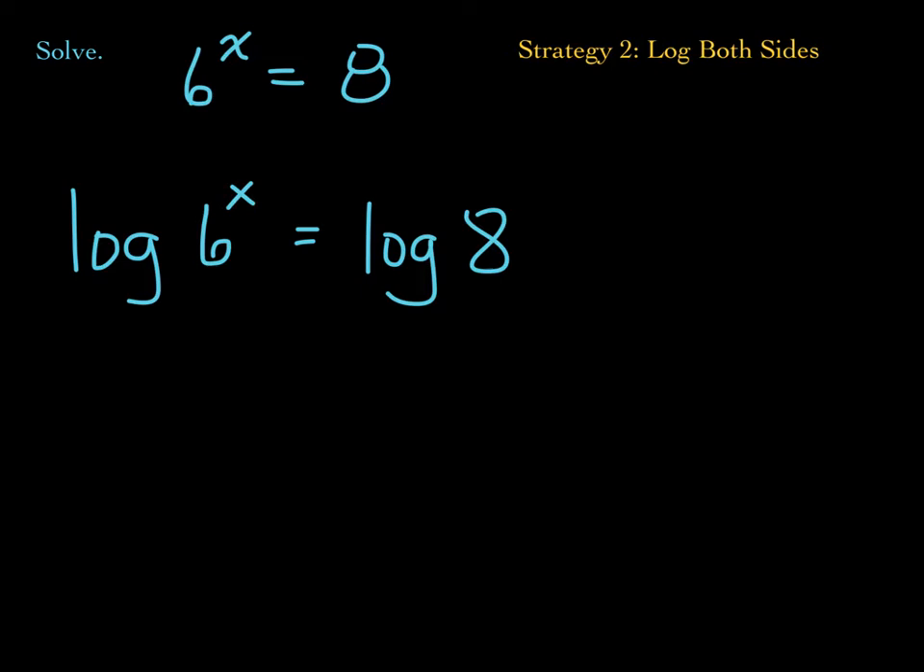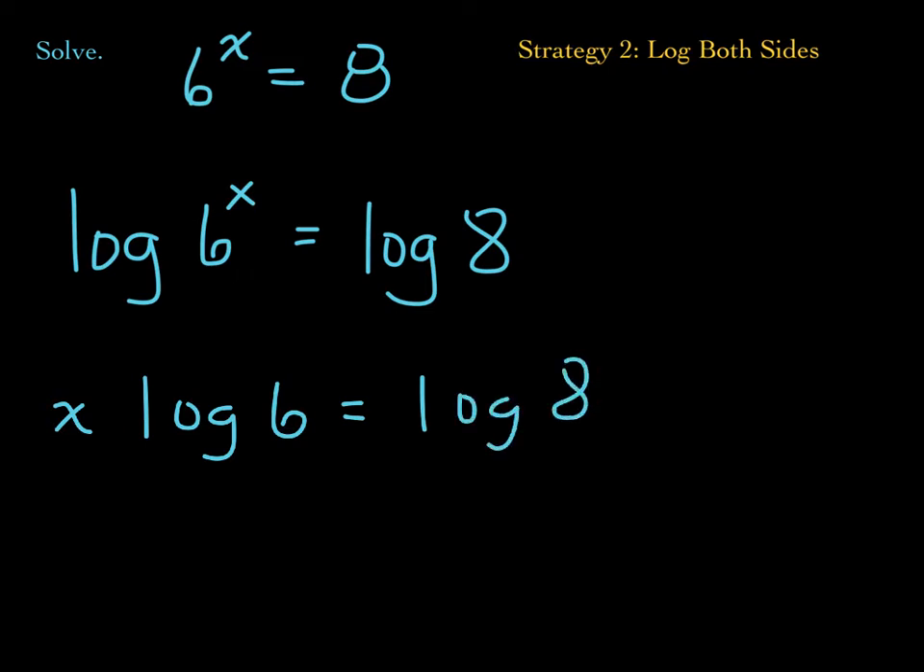If you ever needed an approximation of your answer, it's convenient to take the common log or the natural log of both sides because our scientific calculators can evaluate common logs and natural logs. So when you log both sides, do common log of both sides or the natural log of both sides. Now the power rule for logarithms says x comes down as a coefficient, right? So now I have x times log of 6 is equal to log of 8.